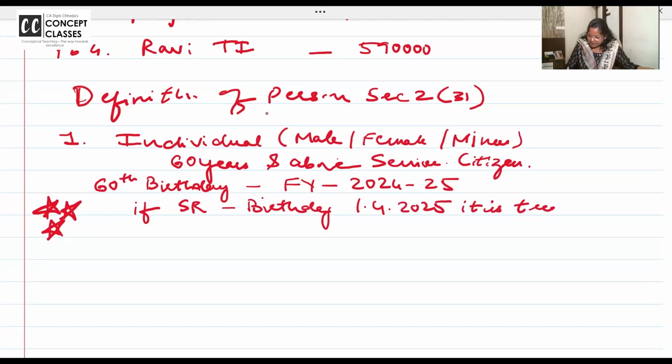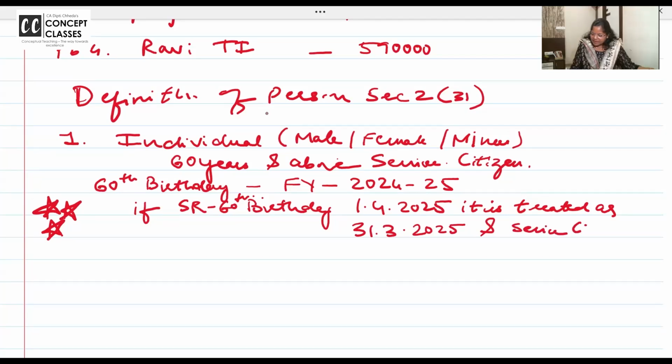it is treated as 31st. I mean, the 60th birthday, huh? If the 60th birthday falls on 1st April, just one day after the end of the financial year, it is treated as 31st March 2025 and he will be a senior citizen for financial year 24-25. All clear to all of you?